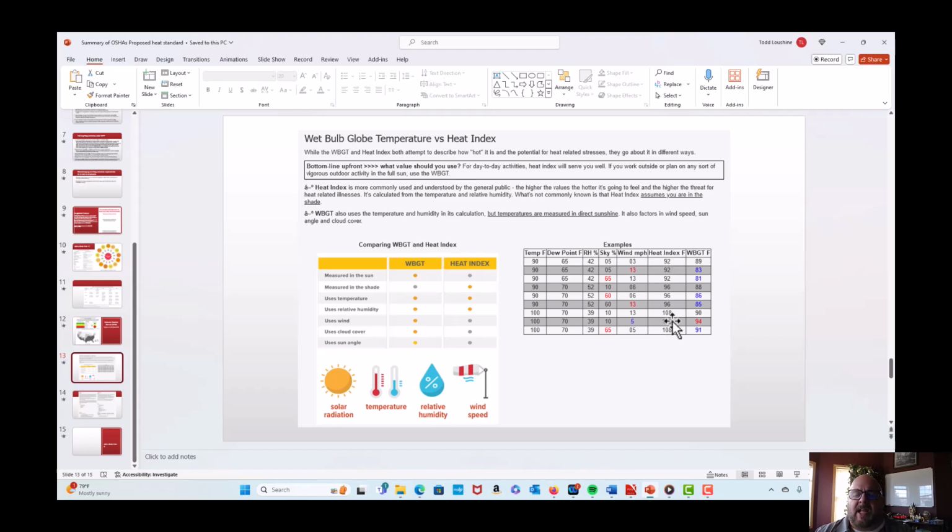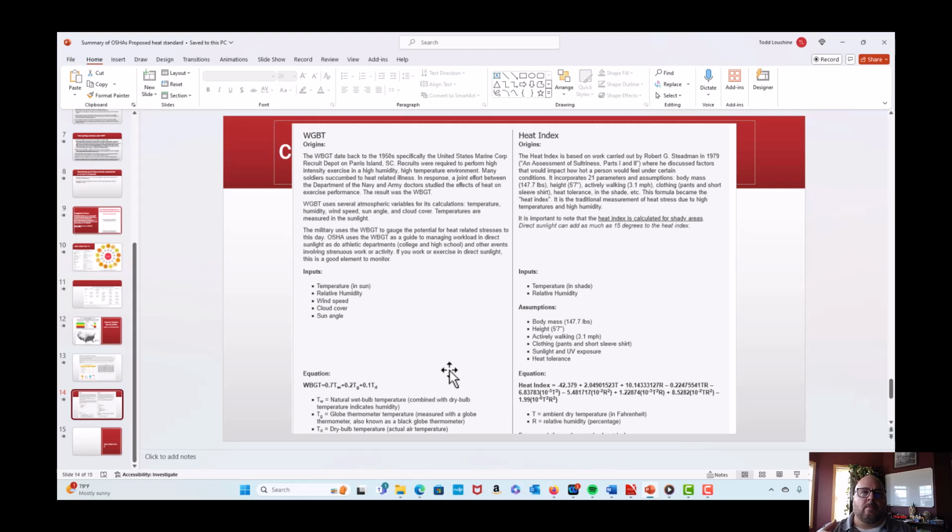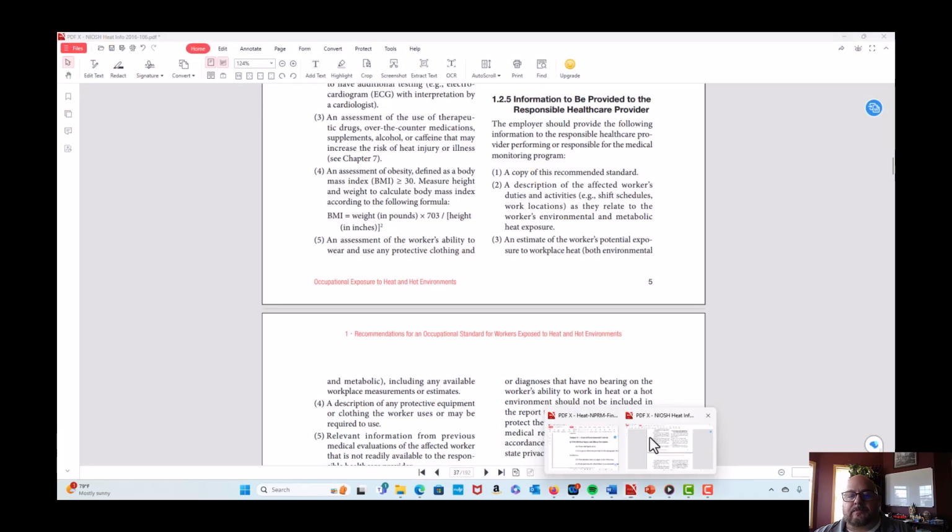And so we're going to reevaluate this with the policy we've put together. But I think that at least is a good basis from which to build things. And here is a comparison side by side of wet bulb globe temperature against heat index and how they're calculated and what they're based on. And so there's a lot of better information than what I just brought up in this NIOSH thing here.